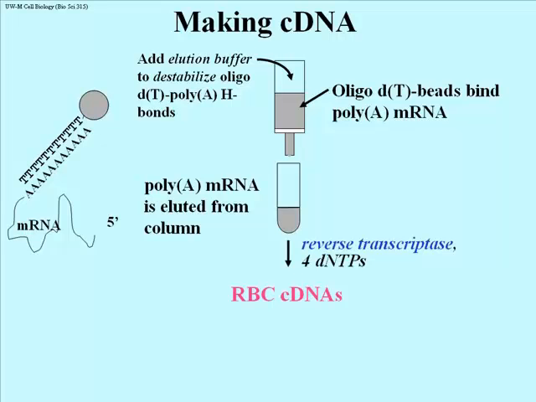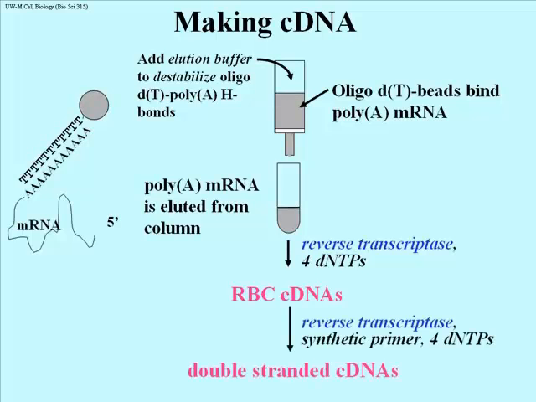If we add reverse transcriptase to that solution along with 4 deoxynucleotide triphosphate precursors to DNA, we will synthesize red blood cell or reticulocyte cDNAs, copy DNAs. The process of making what starts out as a single strand of cDNA into double-stranded cDNA is a bit complex, but it involves reverse transcriptase and some primers that go in the opposite direction. Again, it's a DNA synthesis reaction. Suffice it to say that you end up with double-stranded cDNA.